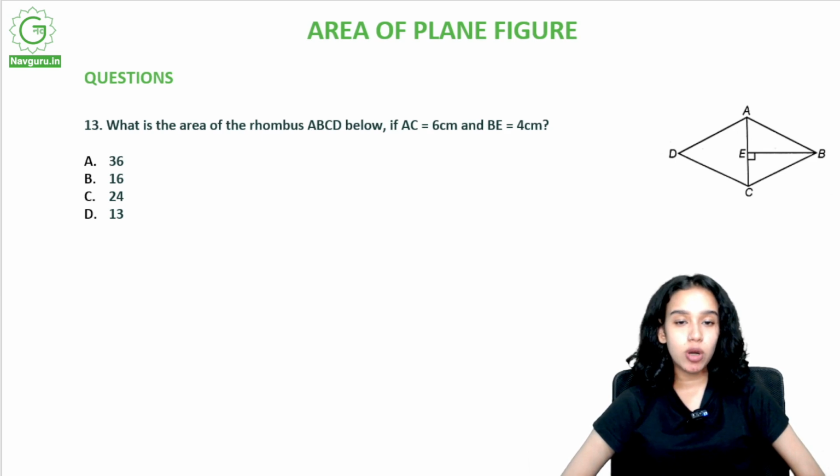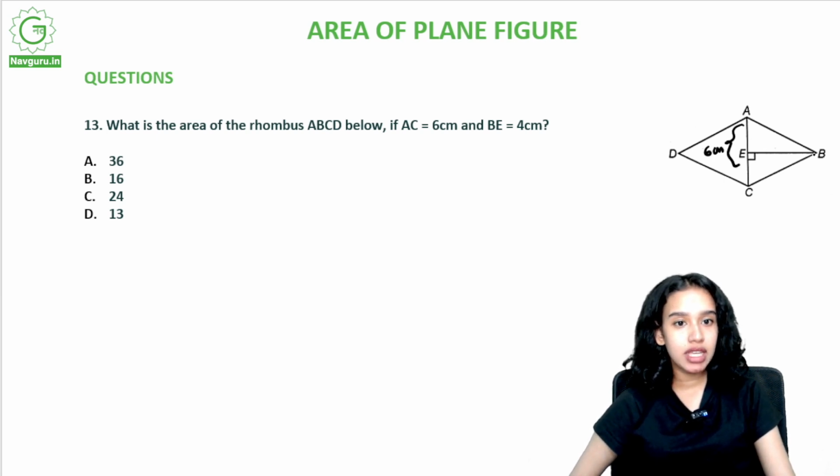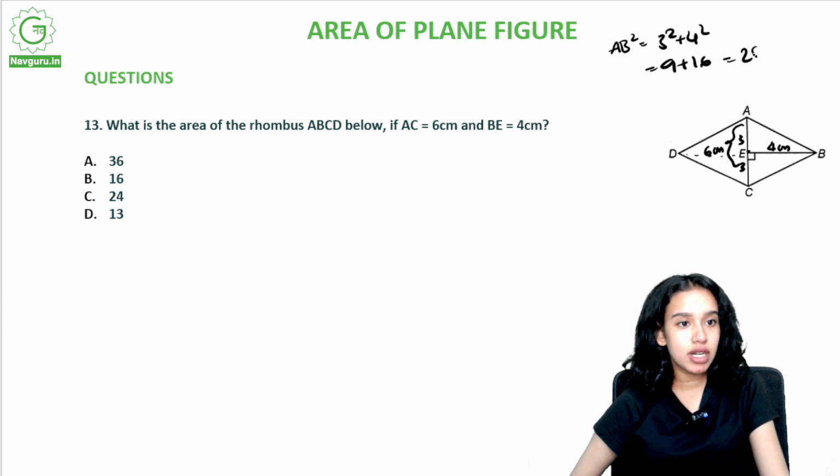What is the area of the rhombus ABCD below if AC is equal to 6 centimeter and BE is equal to 4 centimeter? If AC is 6 centimeter, this would be 3 and this would be 3, right? Because it's a rhombus, and this is the median going on. So this is 3, this is 4, and what would be this side? According to Pythagoras theorem, AB square would be equal to 3 square plus 4 square, which gives us 9 plus 16, which is equal to 25. Therefore, AB is equal to 5 centimeter.